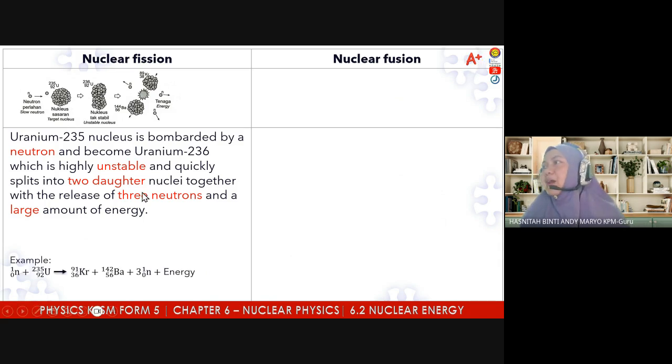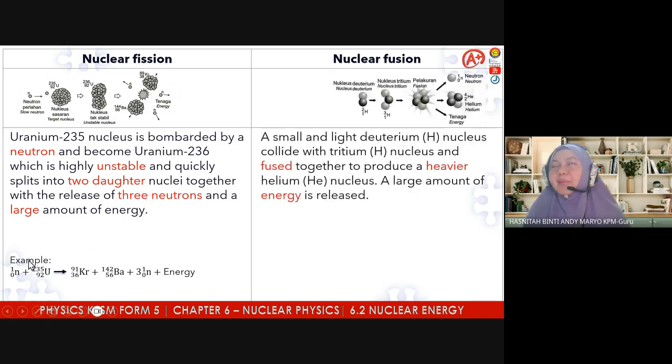Okay, this is the equation. The equation as we saw in question one just now in the objective question. Okay, so when you see the front of the equation, the reactants, uranium is bombarded with a neutron. So you know this is nuclear fission. So this is the new product. Okay, two lighter nuclei plus three neutrons and energy.